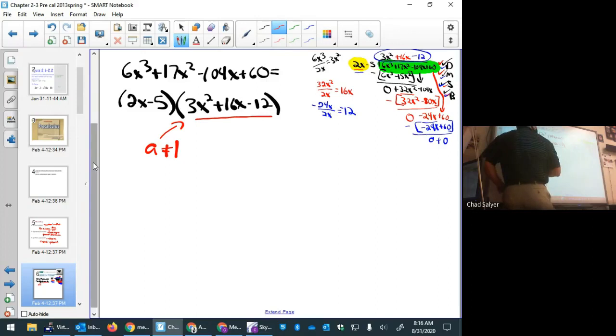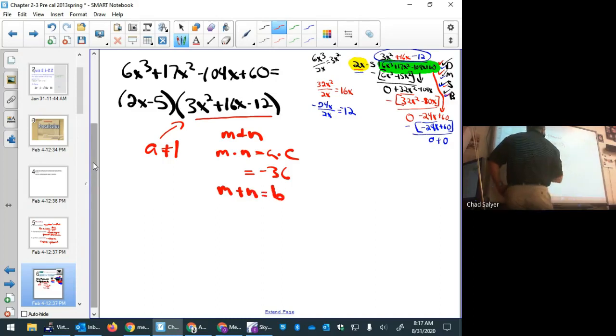Okay, so the first thing you need to do is find your n and n to rewrite that center term. And I need them to follow 2 rules. First of all, they need to have a product of a times c. So that's 3 times negative 12. I need them to multiply together to make negative 36. And I need them to add together to correspond to that b value. Ax squared plus bx plus c is where I'm getting a, b, and c from. So I need them to add together to be 16. So 2 things that add together to make 16, multiply together to make negative 36.